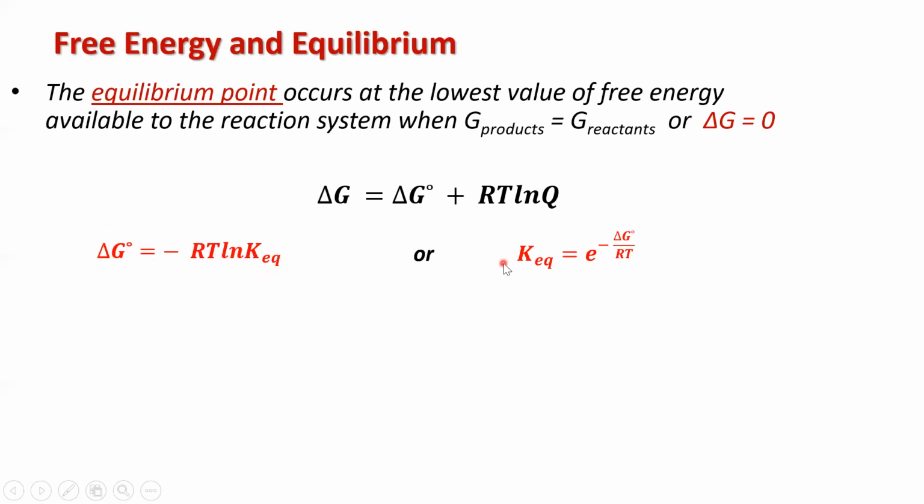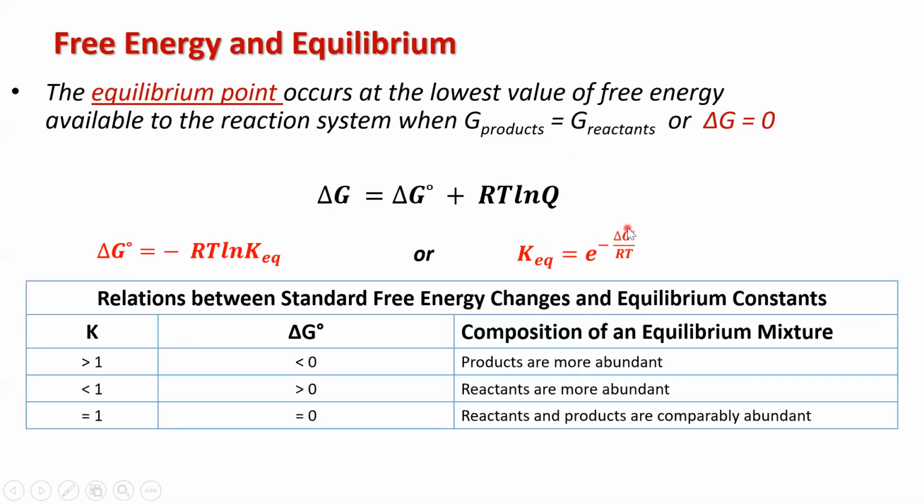We would just take e to the negative delta G over RT. In other words, we divide by negative RT on both sides. That would give us the natural log of K. And then we take e to the power of both sides of the equation, and that gives us this equation here. So if we want to calculate delta G, free energy, from K, we would use this equation. If we wanted to calculate K from our free energy, we would use this equation. What does that all mean?